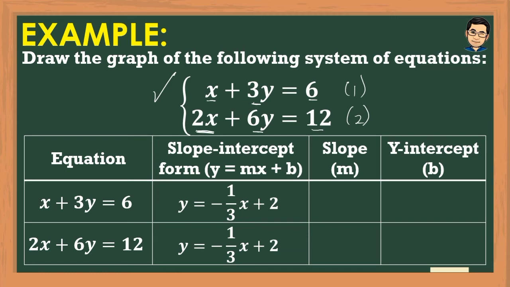So, ayan. Sa table natin, makikita nyo na yung slope-intercept form ng parehong equation, ayan, is negative 1/3. Pareho nga kasing slope kasi infinitely many solutions. And then y-intercept, pareho din na 2. Or pwede rin nating isulat as (0, 2), (0, 2). So ito yung pinakamadali sa lahat siguro sa mga systems of linear equations in two variables sa pag-graph kasi isa lang.